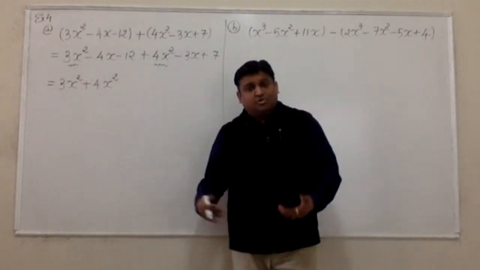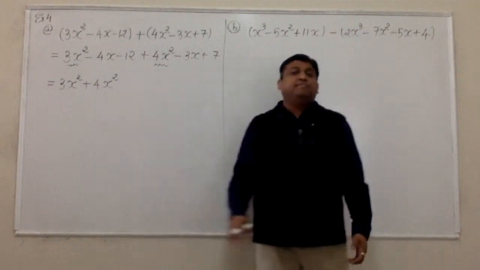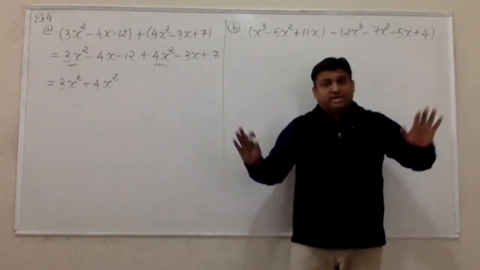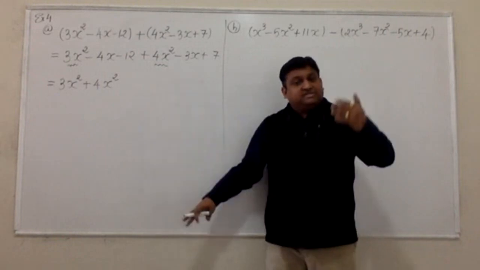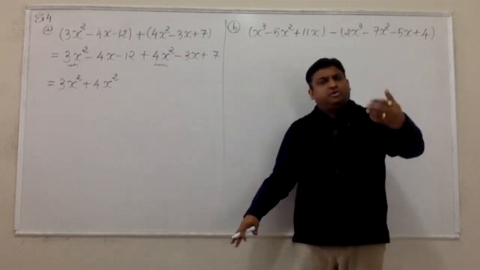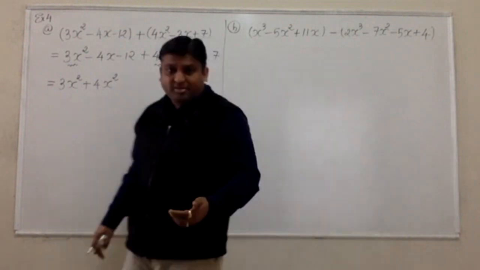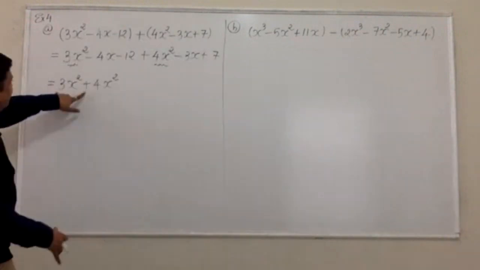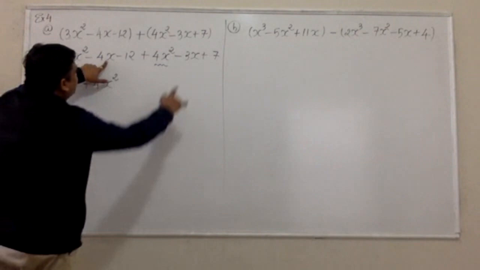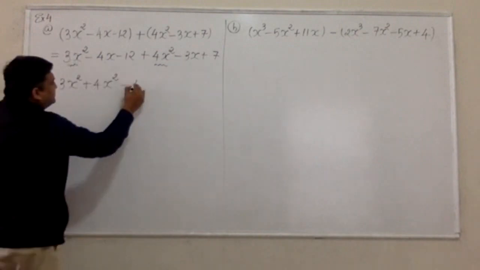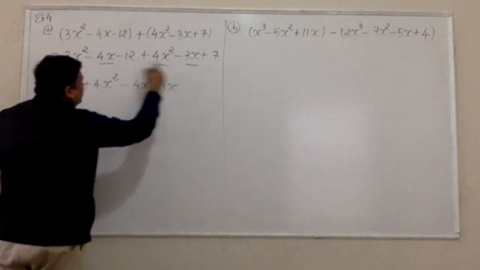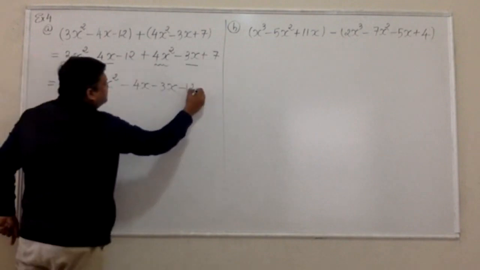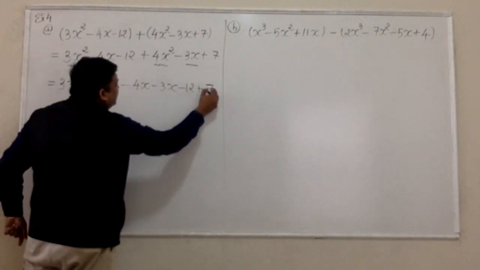I know that most of you can skip this step. Absolutely fine to skip it. Because this is the first example, I would like to show you systematic computation. All right, so I'm putting all the like terms together. Negative 4x, negative 3x. And then the constant term, negative 12 plus 7.